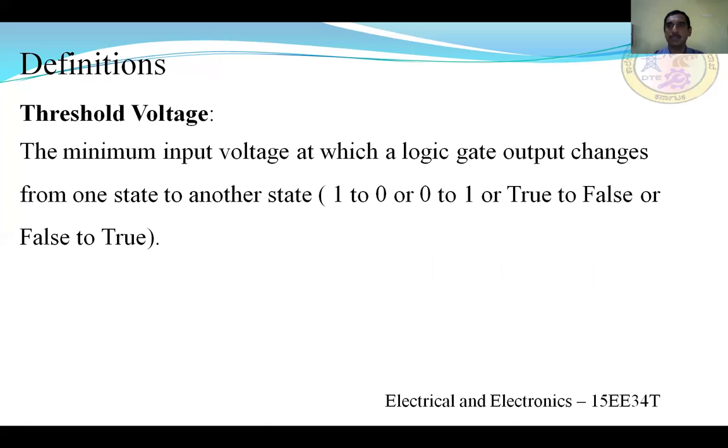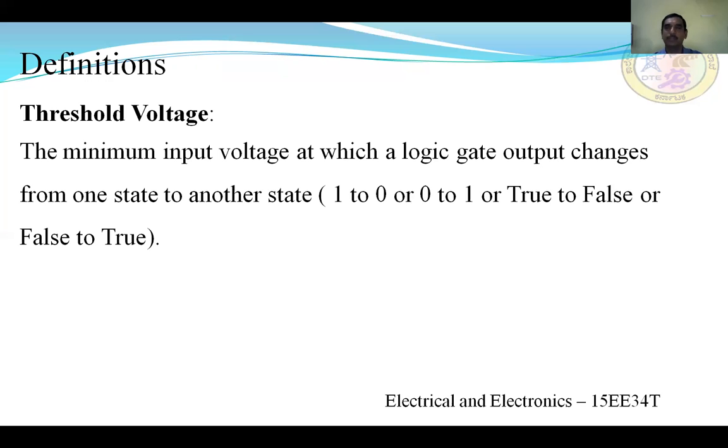So we'll see some of the definitions, the characteristics of the ICs. What exactly do we mean by some of these terms? First we'll see the threshold voltage. The definition goes like this: the minimum input voltage at which a logic gate output changes from one state to another state. The state may be 1 to 0 or 0 to 1, or true to false or false to true.